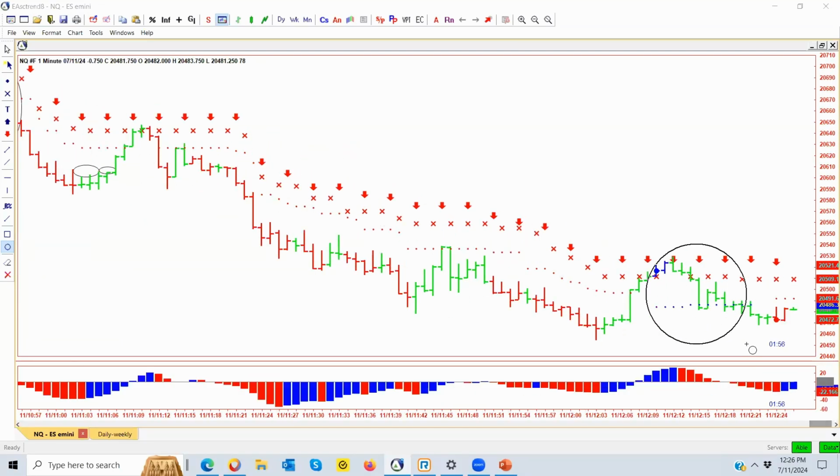Here's a perfect example of a no trade zone that just went on just a few minutes ago. This is live, mini NASDAQ. No trade. You've got red and blue on the chart. Stay away. It just means there's a high probability of choppiness. It's going to be very unpredictable.